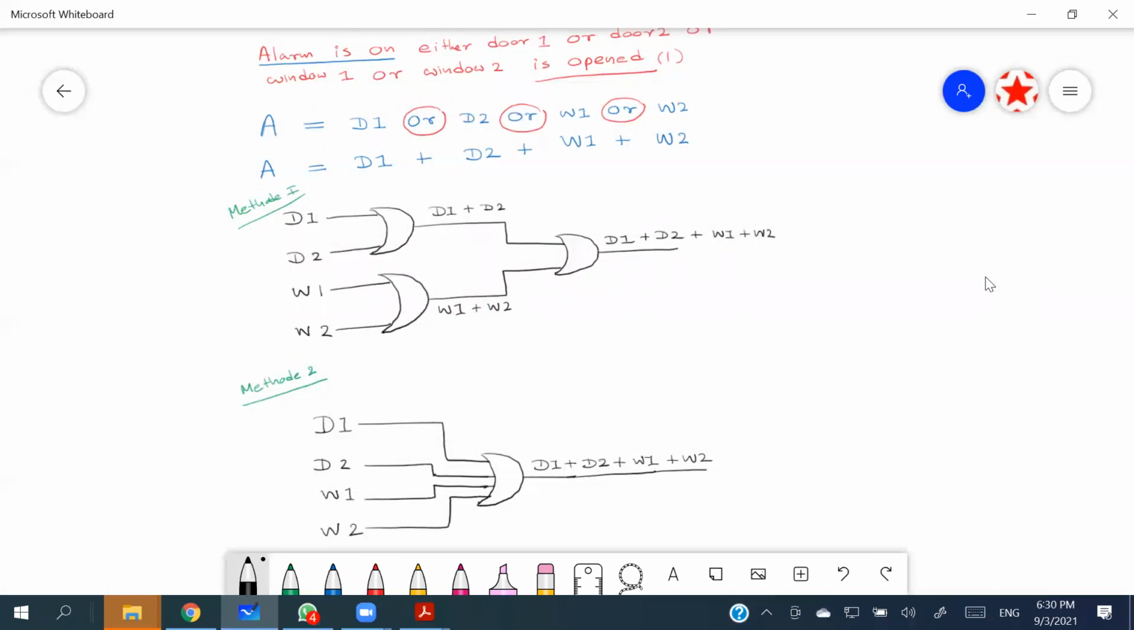Right. So just draw the second method. And Inupama, I think you were talking about this method. Here it's not a very big thing that we have done. Since the OR gate can have more than two inputs, we took all four inputs into one OR gate. So it will give us the same output, and it will minimize the number of OR gates that we are using.